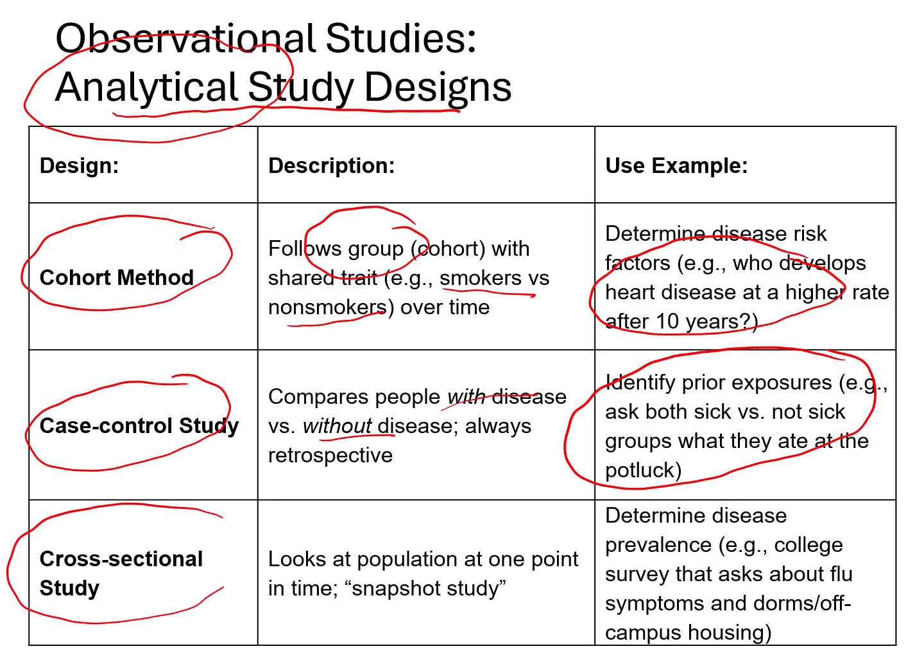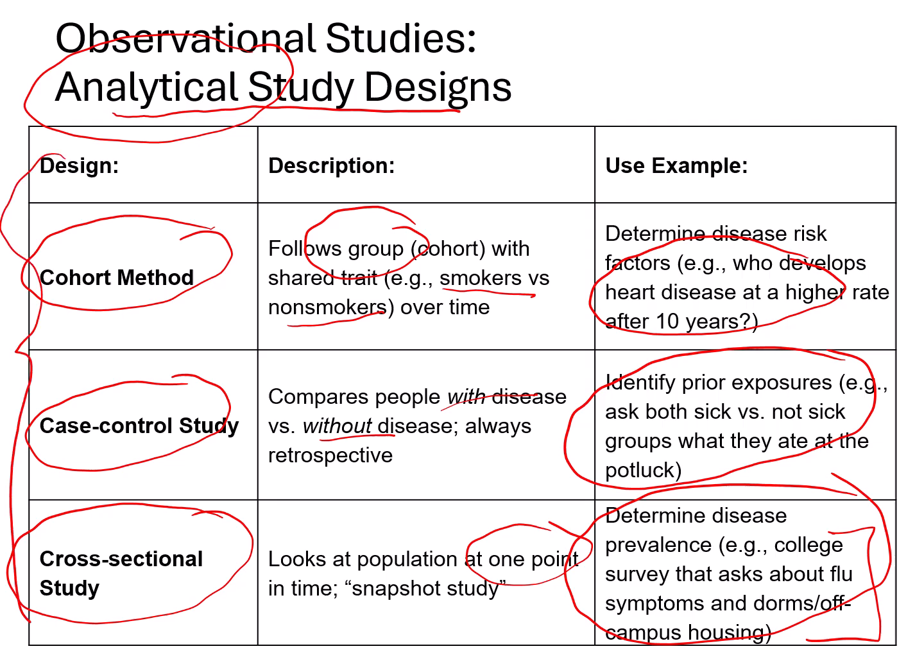In cross-sectional studies, we're capturing a one-time snapshot to measure prevalence. An example could be going to a college campus and conducting a survey where we ask students if they currently have the flu or have flu symptoms, and whether they currently live in the dorms on campus or if they live off campus. And this would be to see if there are any associations between where students are living and if they currently have the flu. So each of these designs has its own strengths, really depending on the research question you're trying to answer.